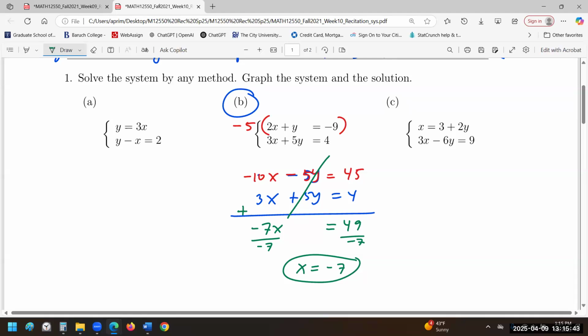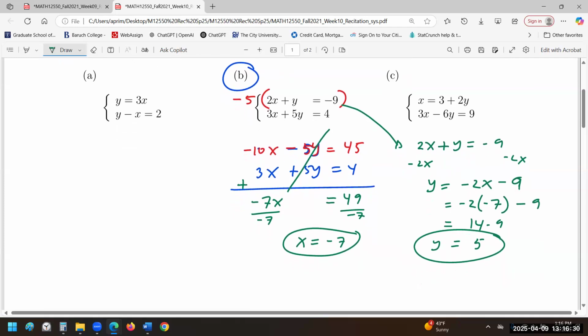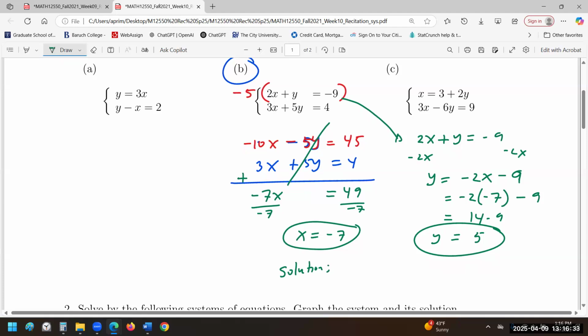Now, a solution means we need to have both x and y. We just found x, now we need the y. Can you guess? Plug the x into the equation. Plug into any one of them. I prefer the first one because my y is already single here. To get the y alone, subtract the 2x. So y is negative 2x minus 9. So negative 2 times negative 7, because we already found x is negative 7. And then it's algebra: negative 2 times negative 7 is 14, and 14 minus 9 is 5. So the solution, where they intersect, is negative 7, positive 5.